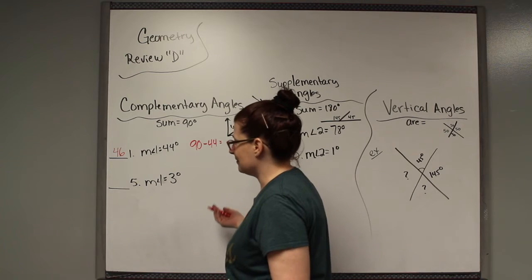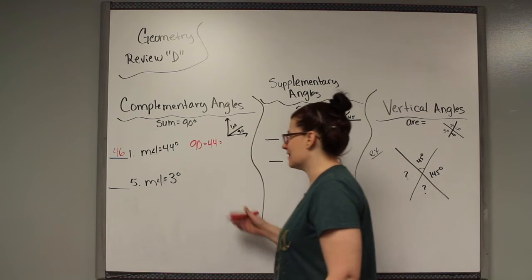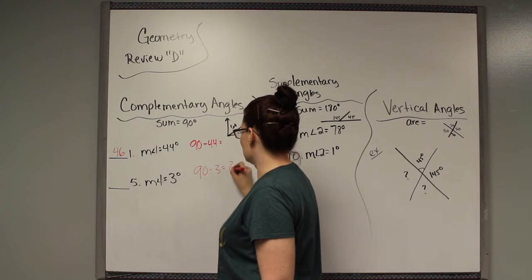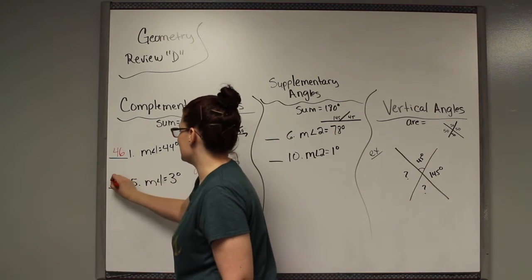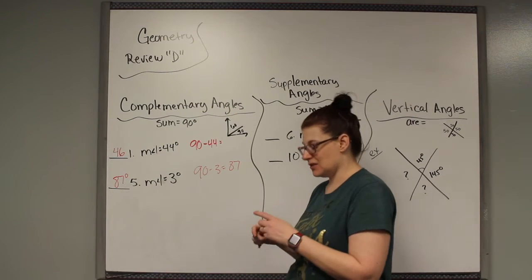And that's it. Subtract all the complementary ones from 90 to get it. This one would be 90 minus 3, so that angle is 87 degrees. So that's the first part.